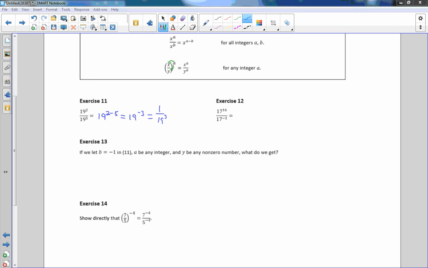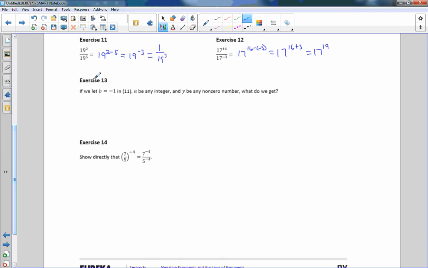Exercise 12 says 17 to the 16th over 17 to the negative 3. Okay, so my bases are the same, so I'm going to keep my base. I'm going to take the numerator power and subtract the denominator power. Be careful here, it's a negative, so minus a negative is plus. Let me rewrite that. Base 17, power of 16 plus 3, and that is going to give me 17 to the 19th power. Careful with those negatives. Minus a negative is plus.